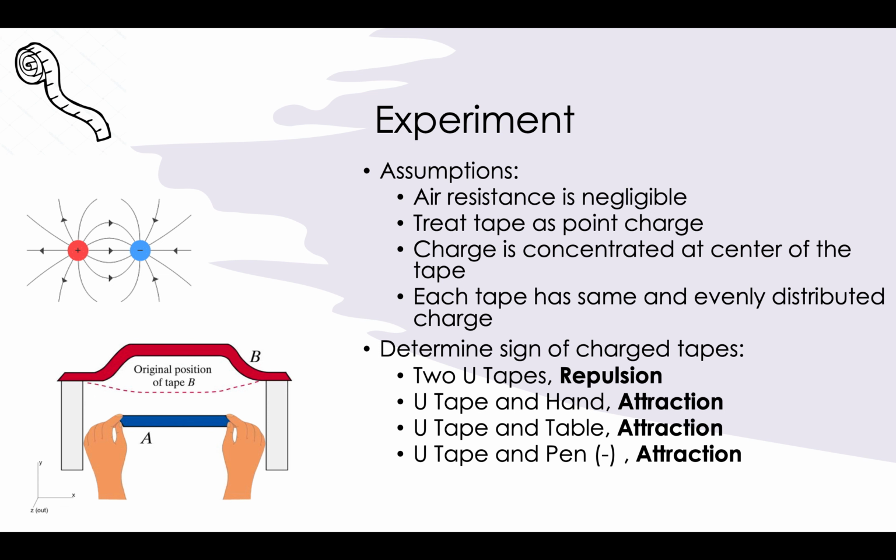I had to determine the sign of the charge on the tapes. For the two U-tapes, they repulsed each other. The U-tape and the hand attracted each other, the U-tape and the table attracted each other, and the U-tape and the negatively charged pen attracted each other. So I was able to conclude that the two U-tapes were of equal charge and that the charge was positive.